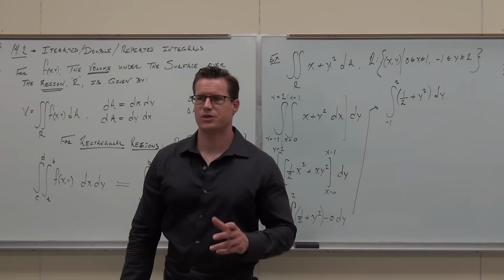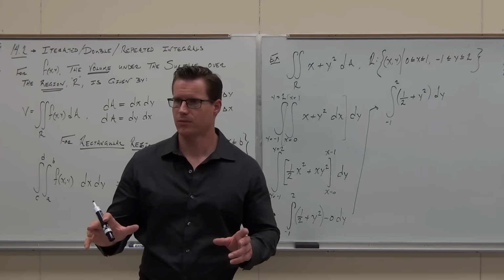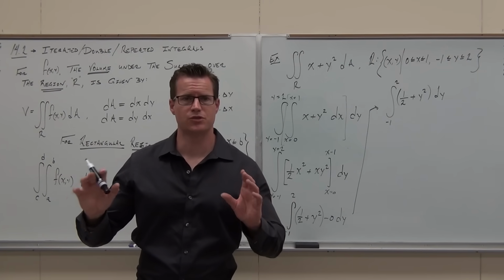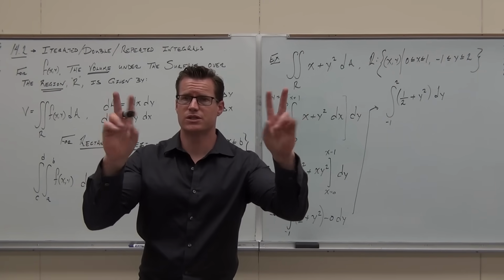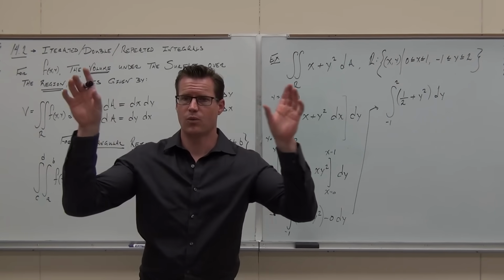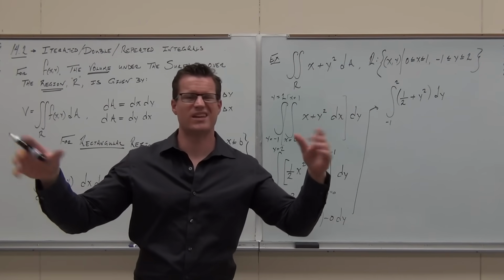I want you to notice a couple things. Here's a 20-second recap to make sure we're all on the same page. You follow? Rectangular regions go between constants. There should be no functions up there, just constants. Rectangular regions can interchange. As long as you match up the x's with the dx on the inside, y's with the dy on the outside, or vice versa. That's absolutely fine. Do whatever way is easiest.